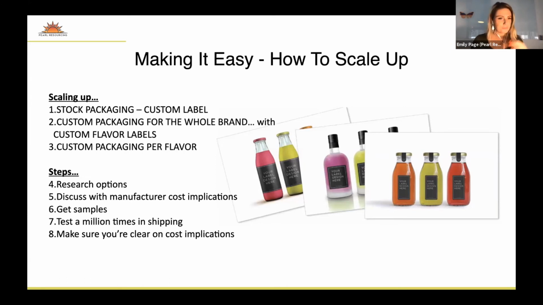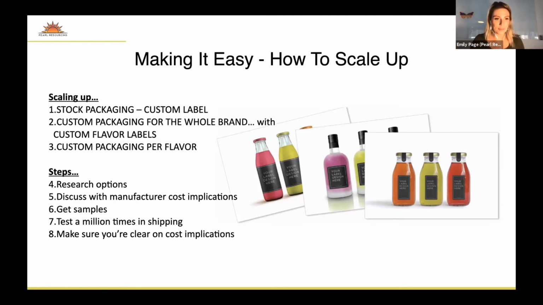The steps are, you research your options. This should be number 1 instead of 4. Research options on the internet. Find stock packaging companies, find custom packaging companies. We do sourcing for people if you want someone to help you. Discuss with your manufacturer the cost implications, because it's not just going to be the cost per unit, but sometimes your contract manufacturer who's filling the box might charge you more money for the labor involved.